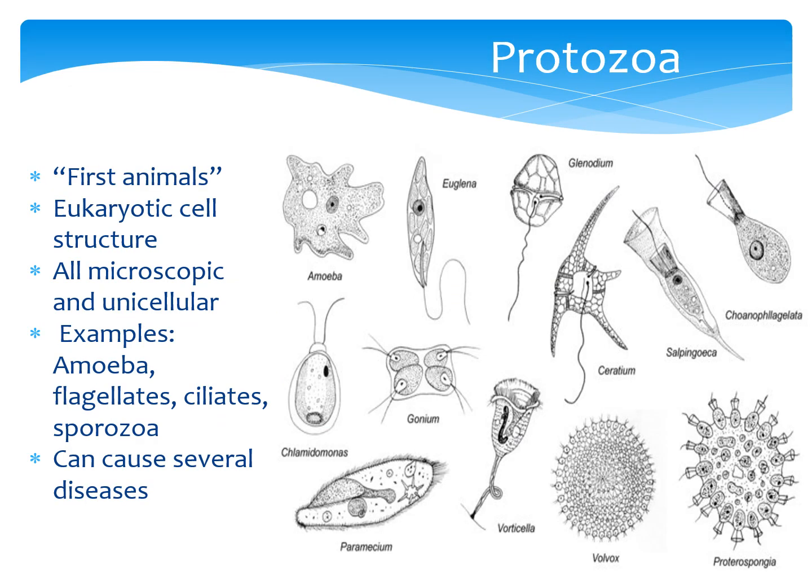The next microorganism is going to be protozoan or protist. So these guys have the name first animals. They are a eukaryotic cell structure. They are all microscopic and unicellular. Some examples include things you've probably heard of like amoebas, maybe some things you haven't heard of like flagellates, ciliates, and sporozoa. Some of these are known to cause several diseases.